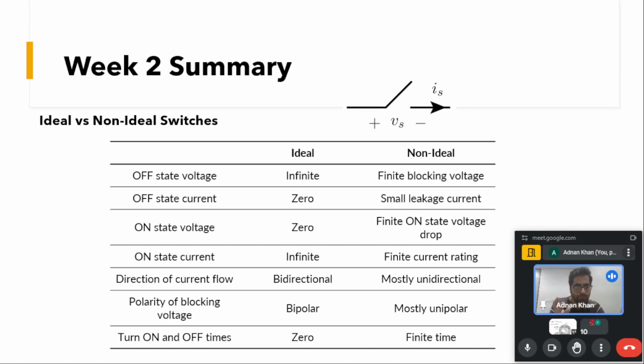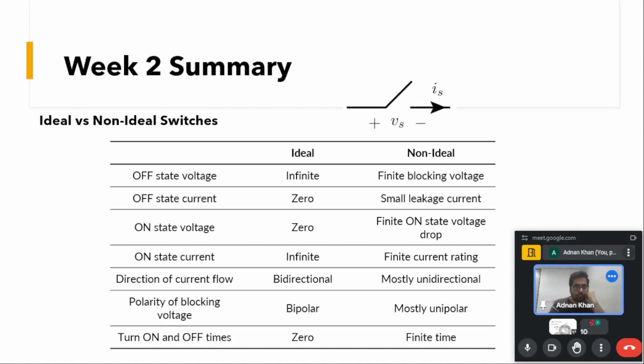ideally our switch should be able to carry current in both directions, forward as well as reverse, and there shouldn't be any voltage drops associated in the on state. And in the voltage blocking state, our device should have the capability of withstanding both positive as well as negative voltage, ideally. But that is not possible, as that is not being seen in most of the devices.